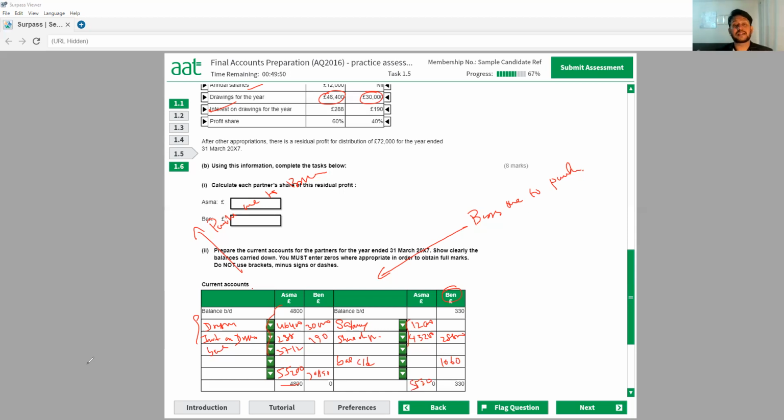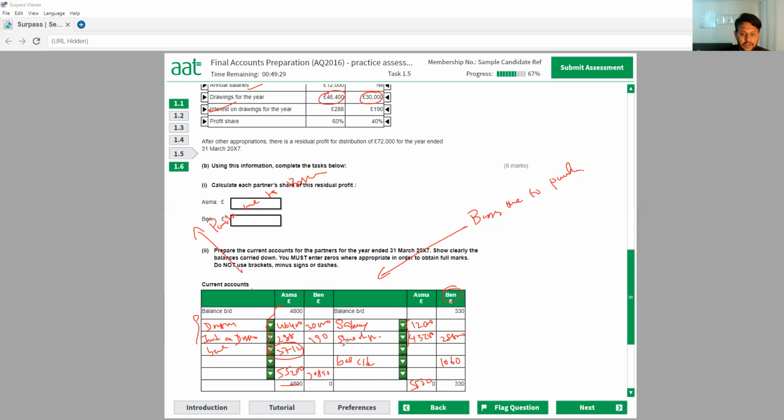So whatever is the balance c/d, the closing balance, will be the balance b/d for the next period. So here is what we understand. For Asma, the credit side is higher, that is 52,200, and the debit side is lower. So 3,712, this one Asma will get from the partnership business.